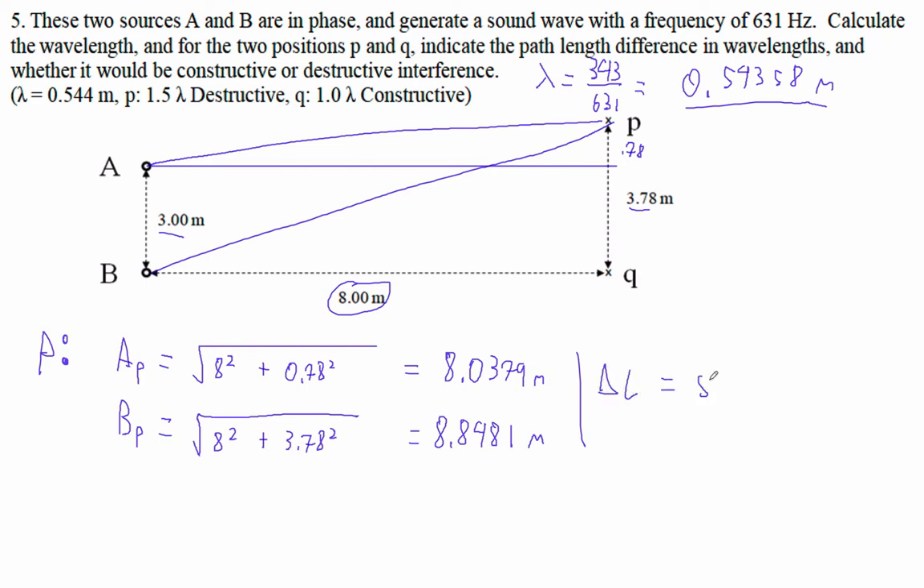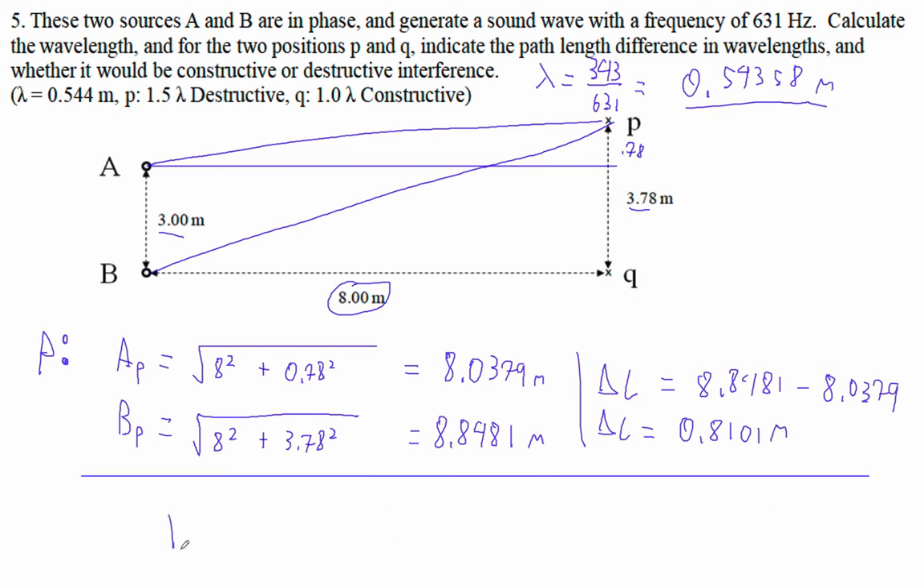So our difference in length is going to be 8.8481 minus 8.0379. I'm going to subtract these two numbers. So that guy minus that guy. That difference in length equals 0.8101 meters, right?